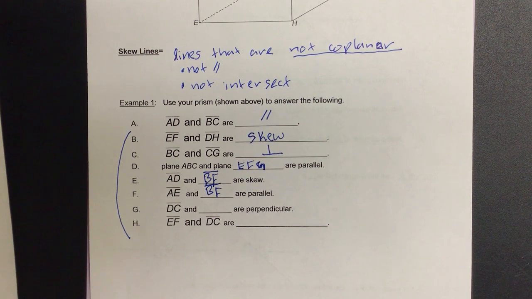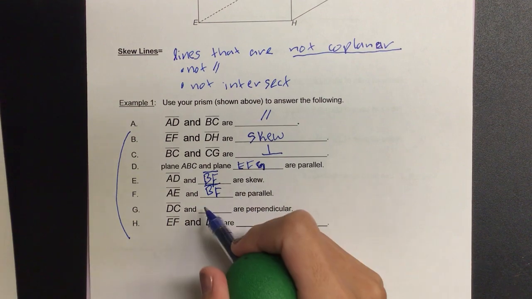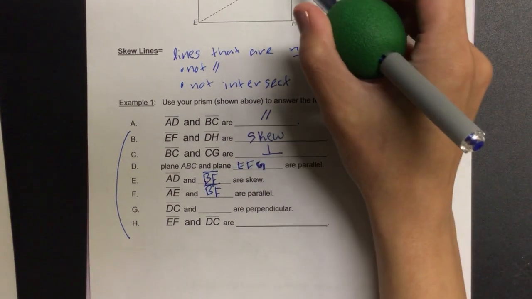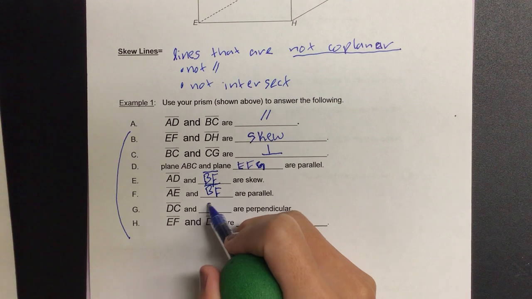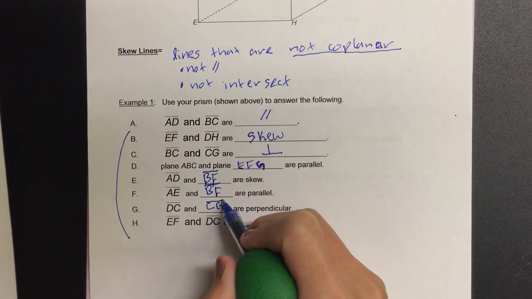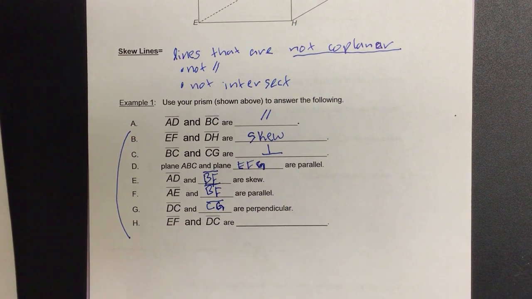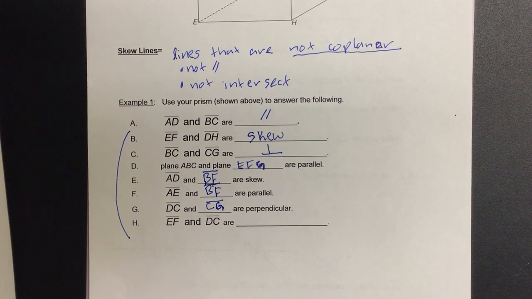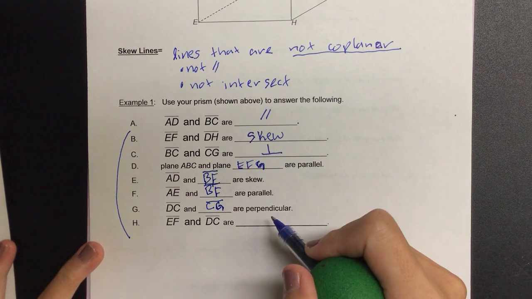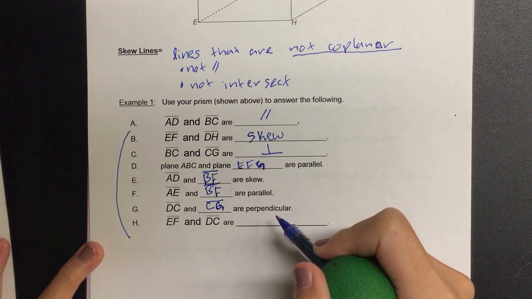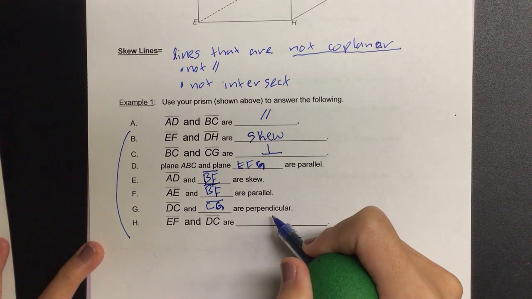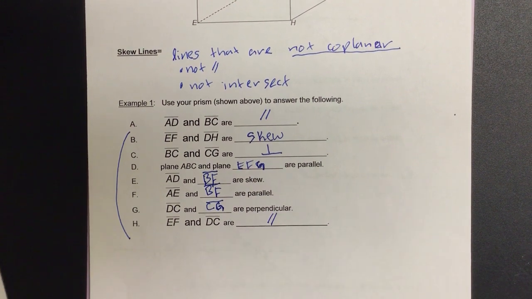Okay, Luke, DC and blank are perpendicular. CG. So DC and CG, good. Again, is that the only one? No, so do not erase. And our last one. Brian, EF and DC are parallel. Is that right? Parallel. All right, let's go on to the back.